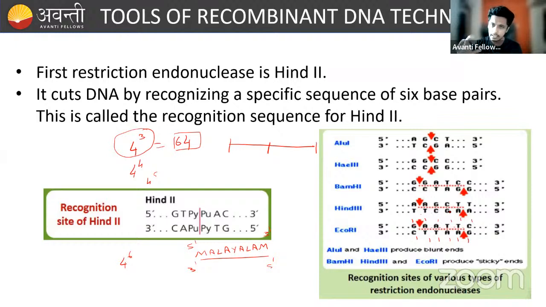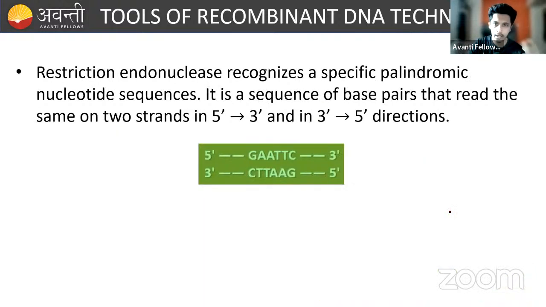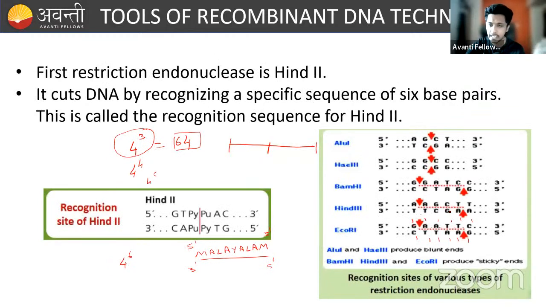Understood? So these palindromic sequences are specific recognition sequences that these restriction enzymes will go and attach to, and they will cleave in these regions. Understood? So let us see. There are some important examples for palindromic sequences. For example, it is given GAA-TTC. So where do we find that GAA-TTC? You can see here, GAA-TTC is a recognition sequence for EcoRI.